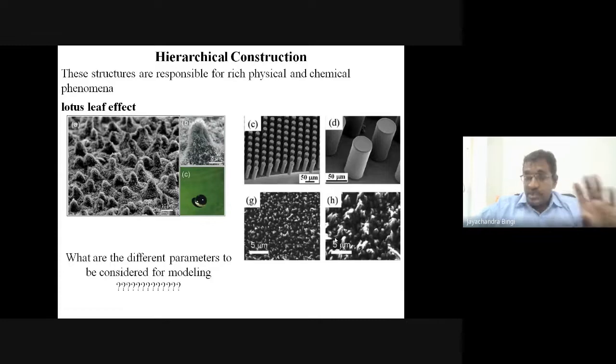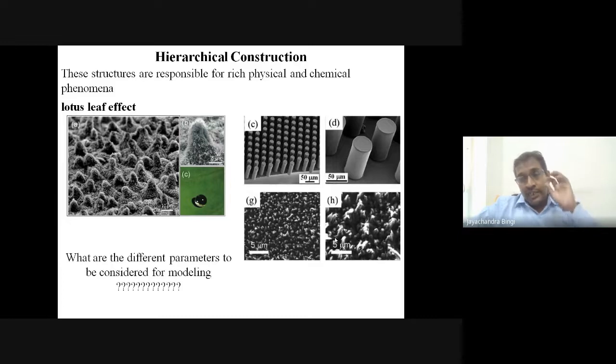But still, it is giving the effect. But if you want to really build efficient hydrophobic structures, you have to go for real hierarchical construction where you are dealing with more than one parameter. So here we are dealing with more than one parameter. That's why it's a hierarchical construction.